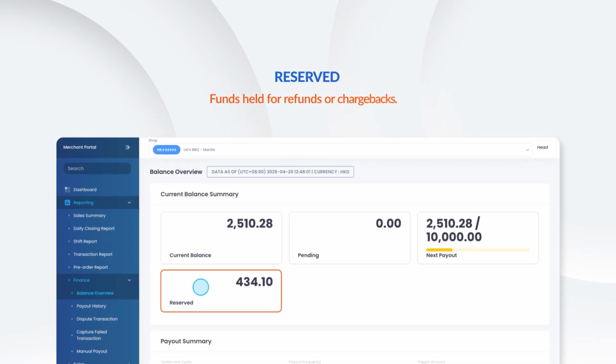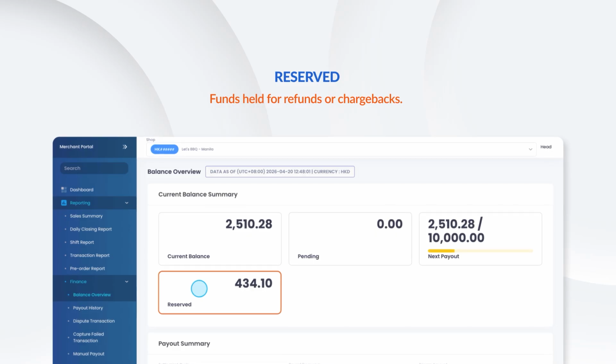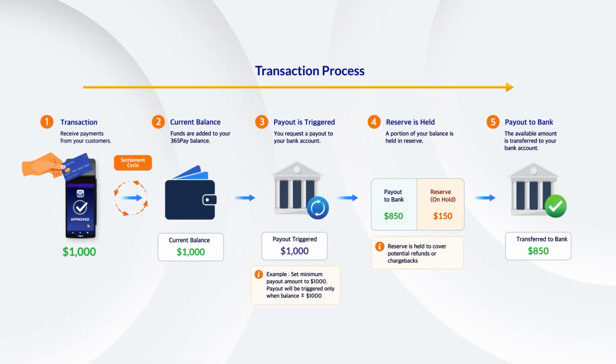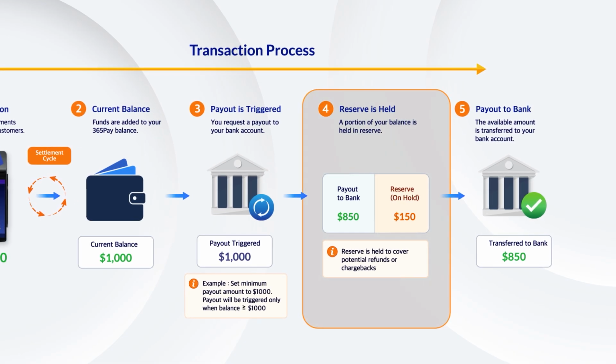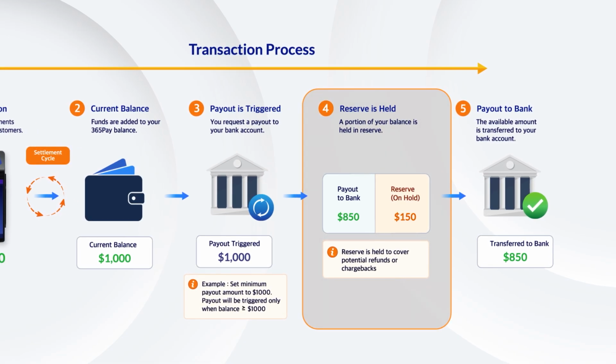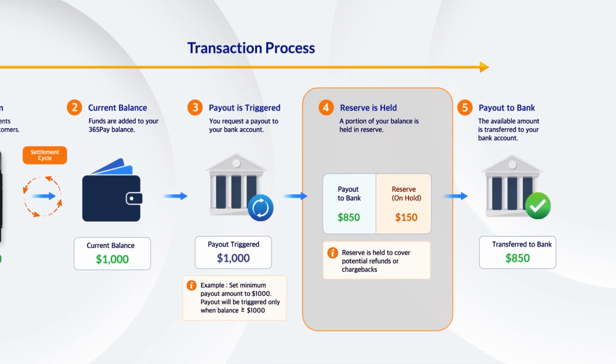Reserved, account funds typically held to cover potential refunds or chargebacks. This ensures sufficient funds are available to handle future adjustments or disputes. When a payout is triggered, a portion of your current balance may be held in reserve. This reserved amount is carried forward to your next payout and is not immediately transferred to your bank account.